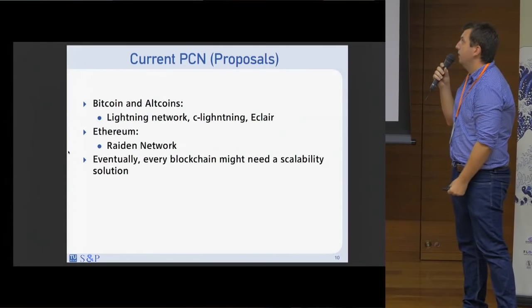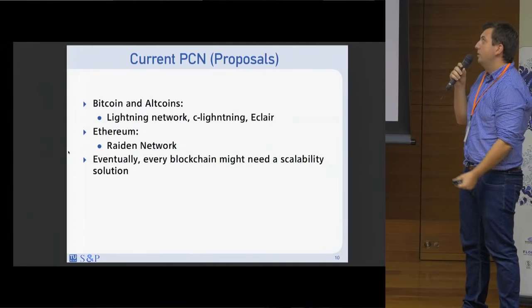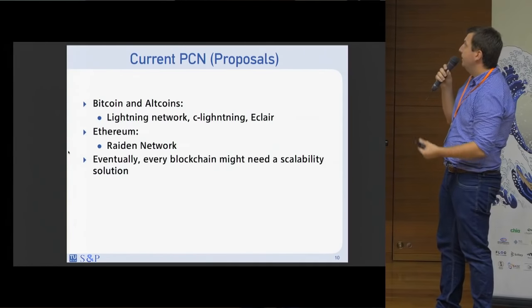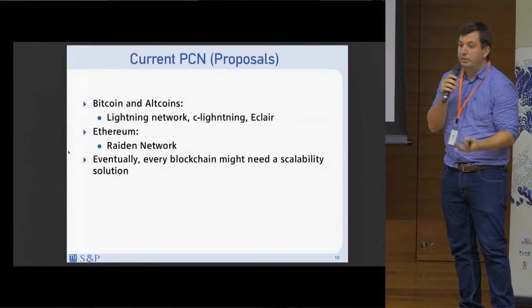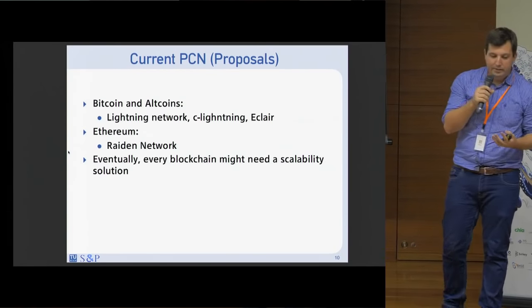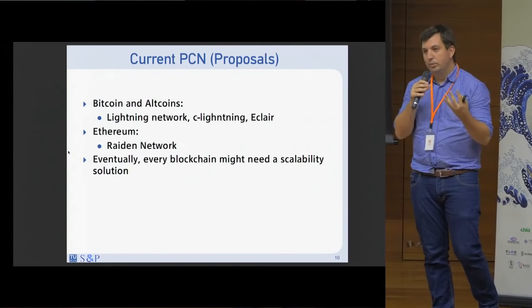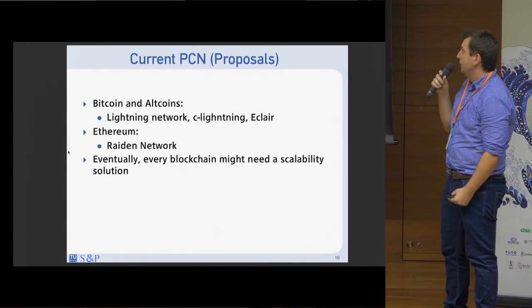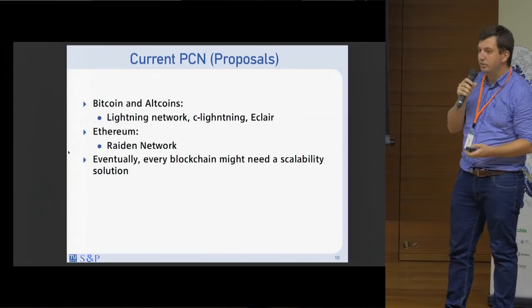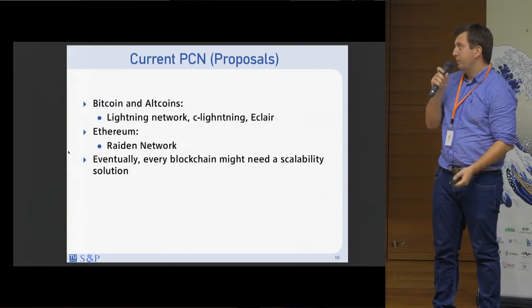and this is how it is implemented in practice. So we have examples in Bitcoin and altcoins. These are examples of the Lightning Network, another implementation called C-Lightning, Clara. There's also an example in Ethereum. It's called the Lightning Network. And I firmly believe that eventually any cryptocurrency, or any blockchain actually, will need a scalability solution when the number of users and transactions goes to a bigger number.